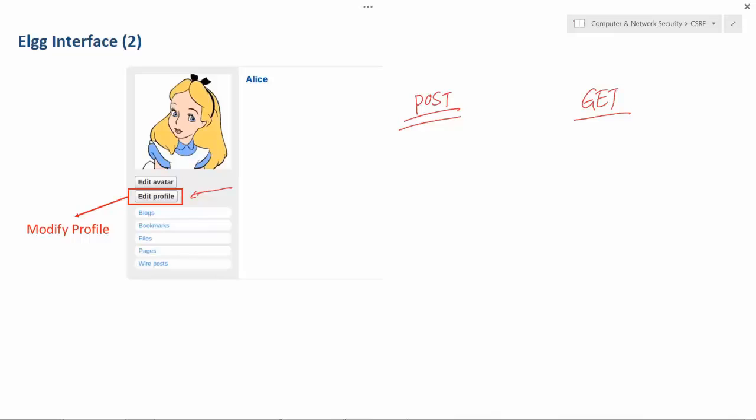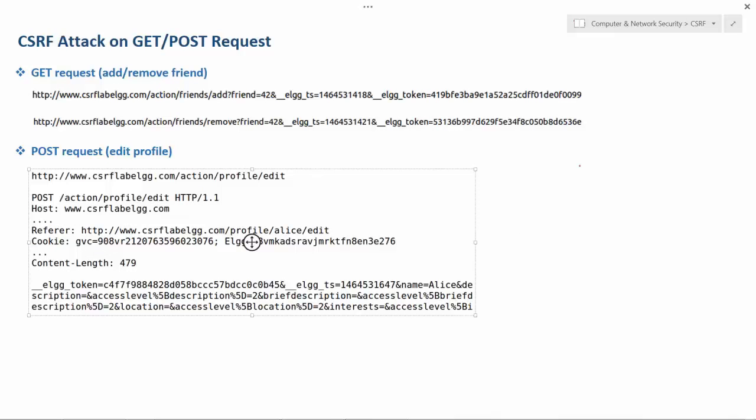So in this attack, we want the attacker to modify Alice's profile, to change whatever is inside the profile. That's the goal. Of course, you want to use the same technique using the forged request, but the challenge here is that it's a POST instead of a GET. Now this is the GET request.